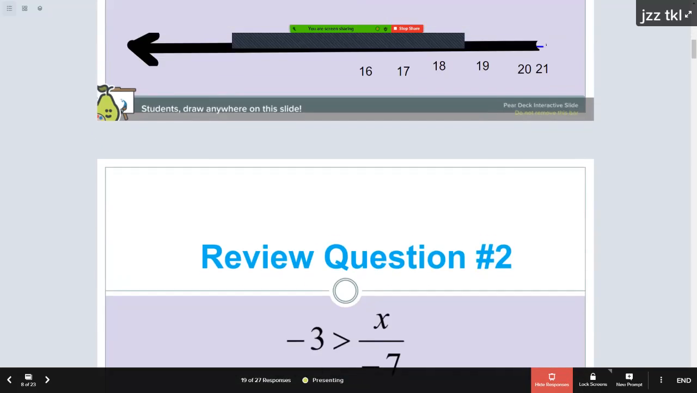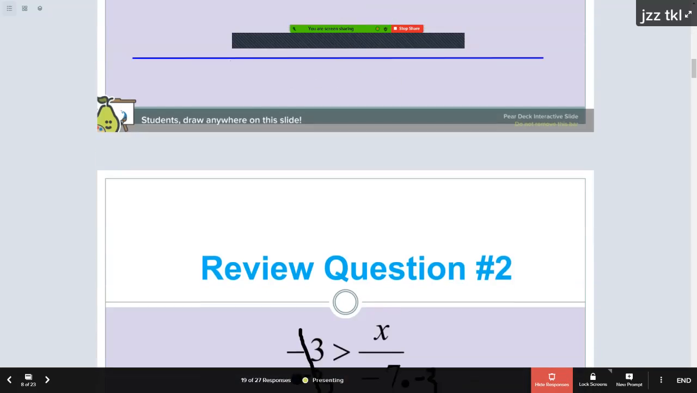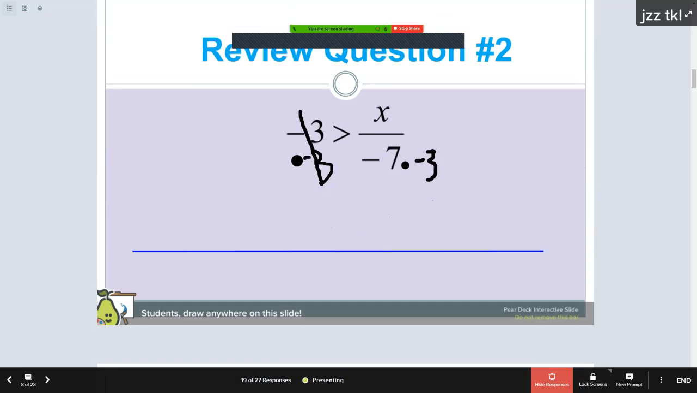This person didn't get a whole lot done. Times 3. So you guys are used to wanting to move things from the left side, but you have to pay attention to where your x is. Your x is over here. So you want to get rid of the negative 7. The negative 3 is on the other side of the inequality, so you want to leave that alone.